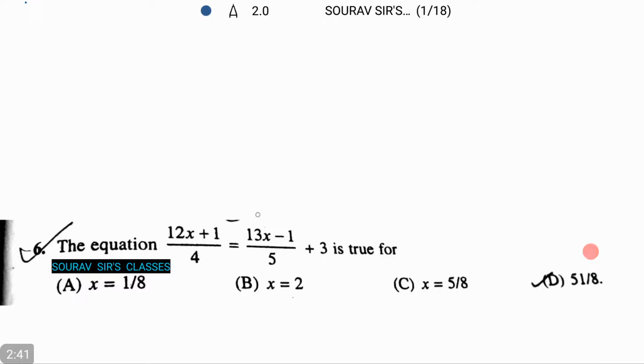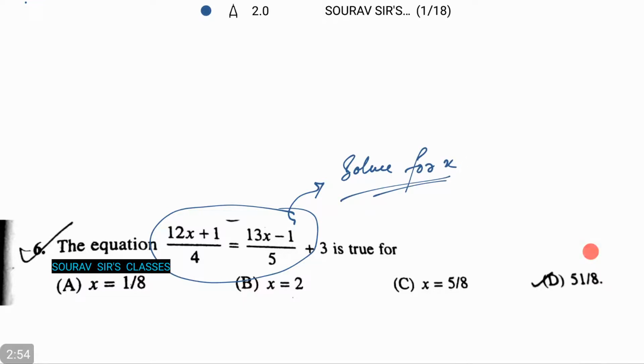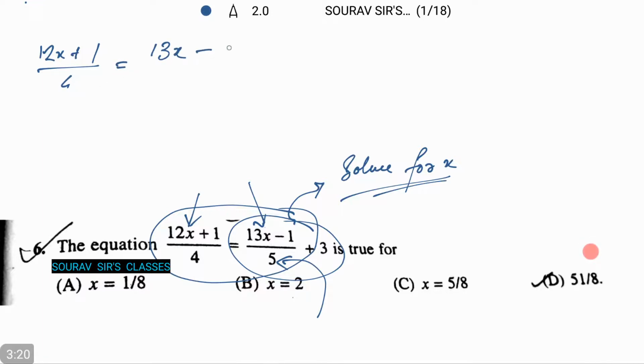We are required to solve this equation. This equation we must solve for x. Here is x. These are x's. So how do we isolate these? First, we must take the LCM on the left hand side so that we get a good clean equation, 12x plus 1 by 4 equals 13x minus 1 plus 5 into 3 is 15 by 5.